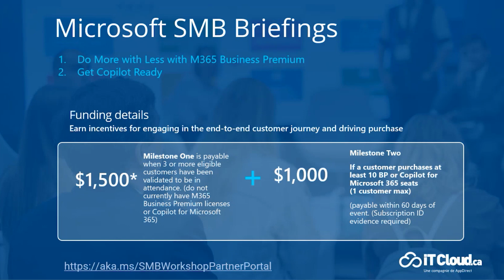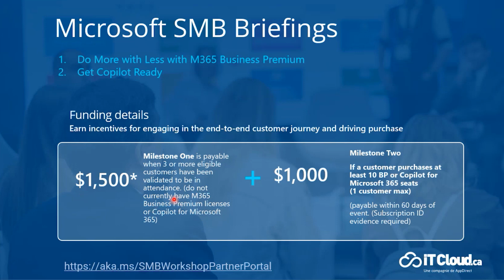So Microsoft makes money available in this case through what are called SMB briefings. What this entails is you have to do at least two briefings with three clients or more in order to be eligible. And you're then awarded $1,500 US just for holding. So in this case, it would be $1,500 US times two, because you have to hold at least two sessions with three or more clients.